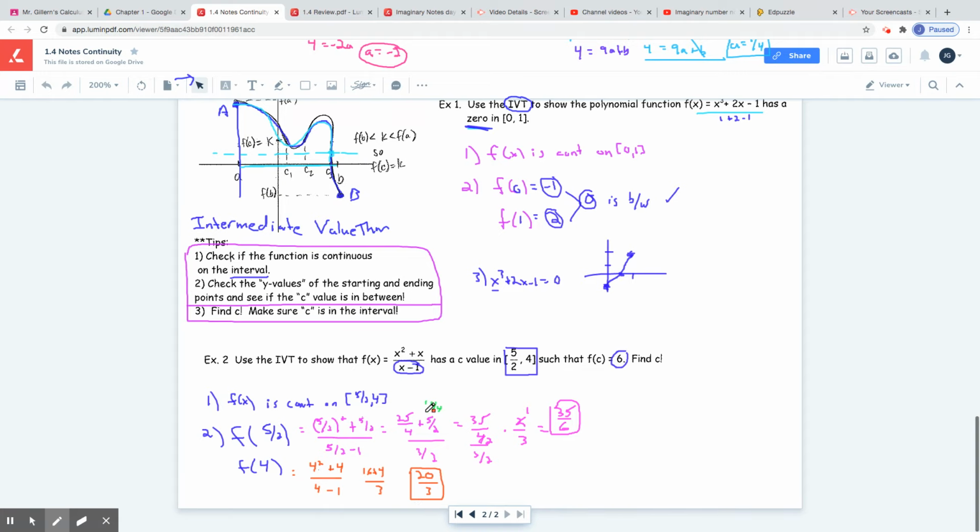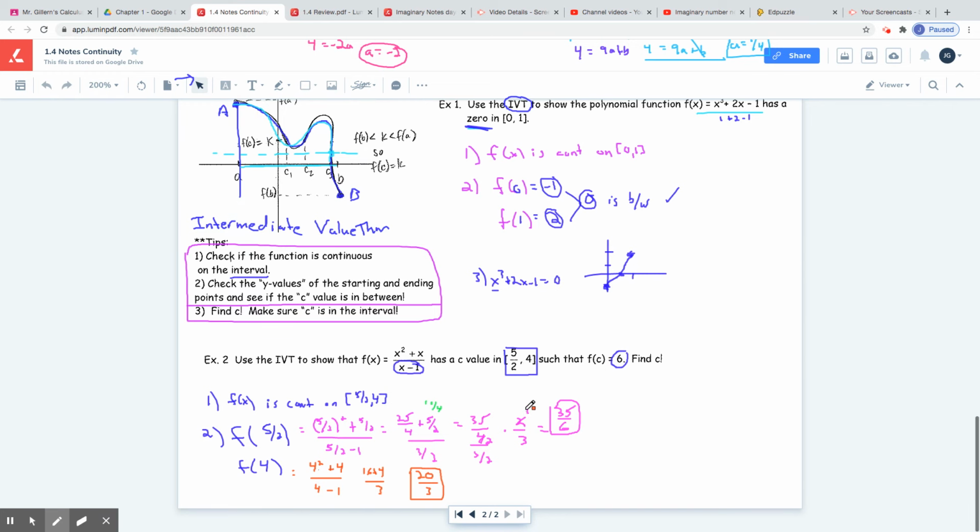But 5/2 squared is 25/4, right? 5 times 5 is 25, 2 times 2 is 4. Plus 5/2. So 25/4 plus 5/2. 5/2 is the same thing as 10/4. So I do 25 plus 10, which is 35/4. 5/2 minus 1 is 3/2. So I get 35/4 divided by 3/2. When you divide fractions, it's the same thing as multiplying by the reciprocal. So I did 35/4 times 2/3.